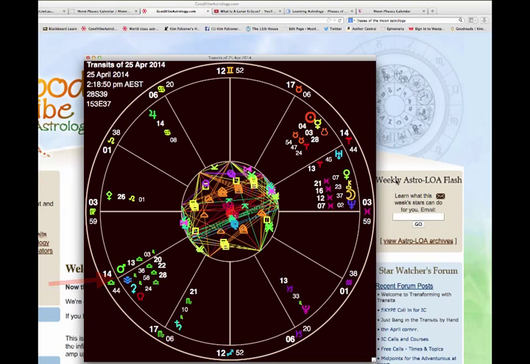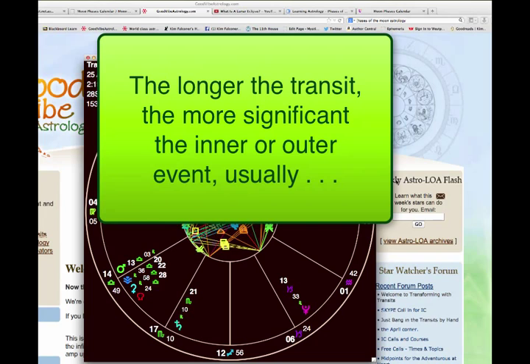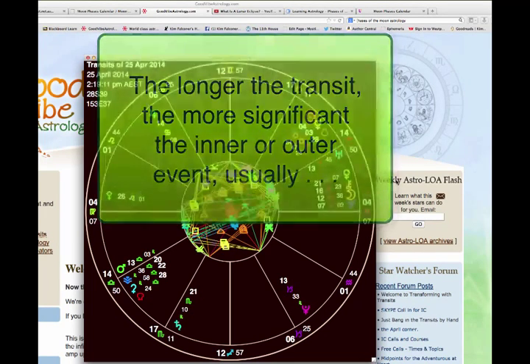So one way of understanding the transits is to know that the longer the transit is within orb of that house or the planet that it's conjuncting or aspecting, usually the more it coincides with a major inner or outer event.